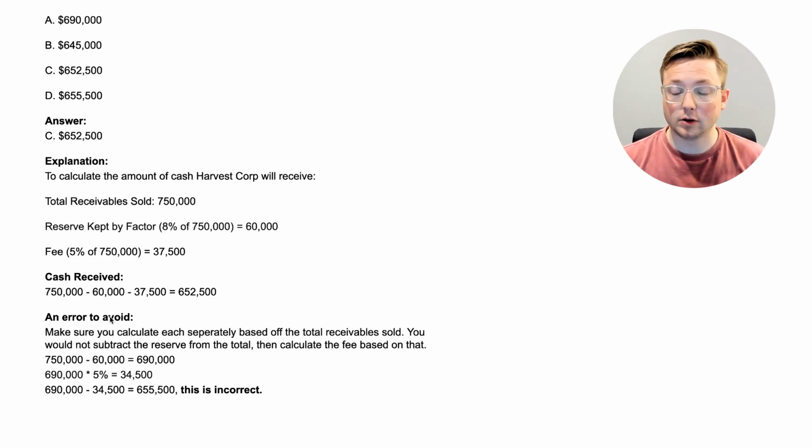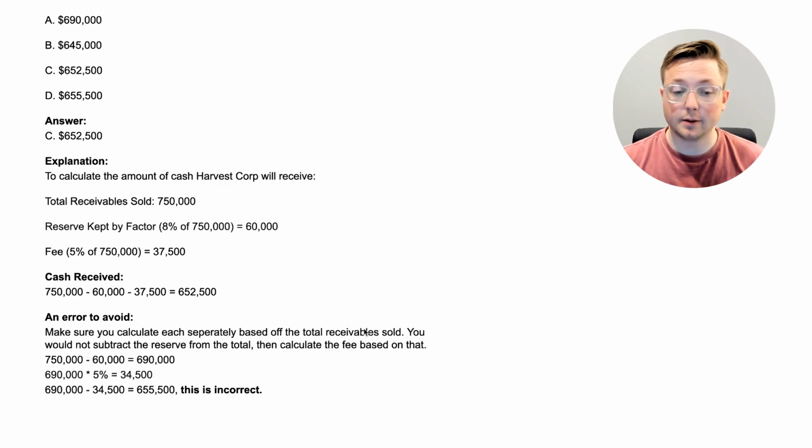Let's talk about the error. Again, we're going to talk about the key right here. Make sure you calculate each separately based off the total receivables sold. So you want to calculate the reserve, and you want to calculate the fee based off the total receivables sold, and you want to do them separately. They don't have anything to do with each other until you're subtracting them from the total cash.